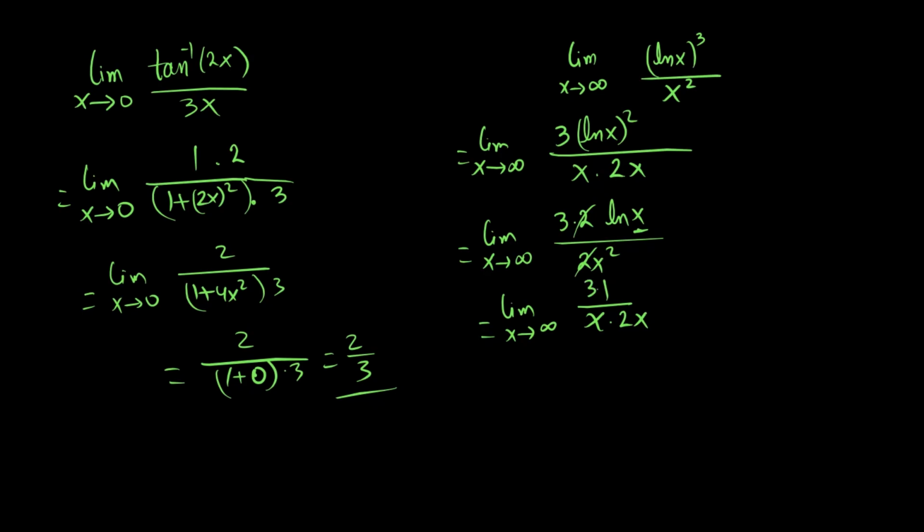Now you have limit x going to infinity, 3 over 2x square. We know the rule, limit x going to infinity, 1 over x is 0. We have x in the denominator, so this expression becomes 0.